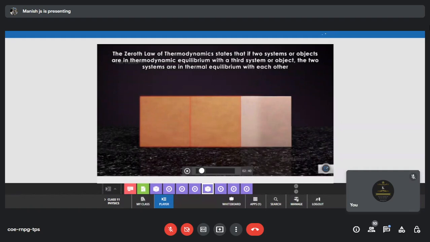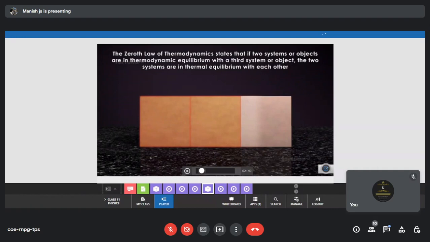So the heat would get transferred from A plus B towards C, and the heat transfer will keep continuing until the third system also is in equilibrium with the first two systems. So until then there will be a heat transfer. Then they will attain thermal equilibrium. So that is the main idea of zeroth law.